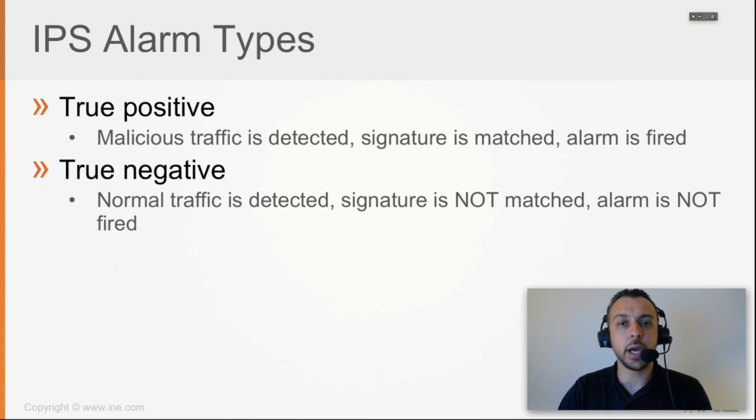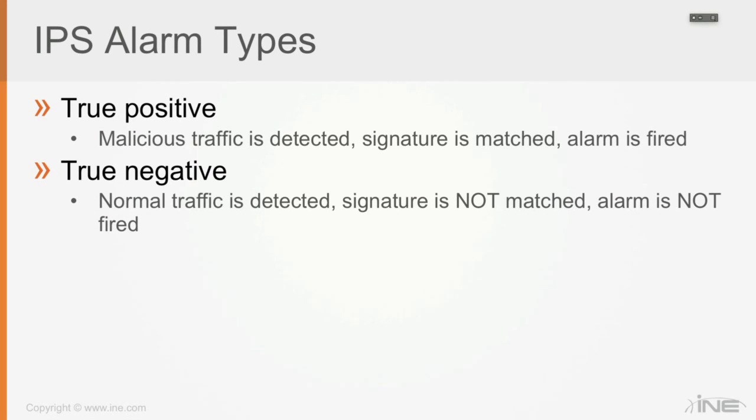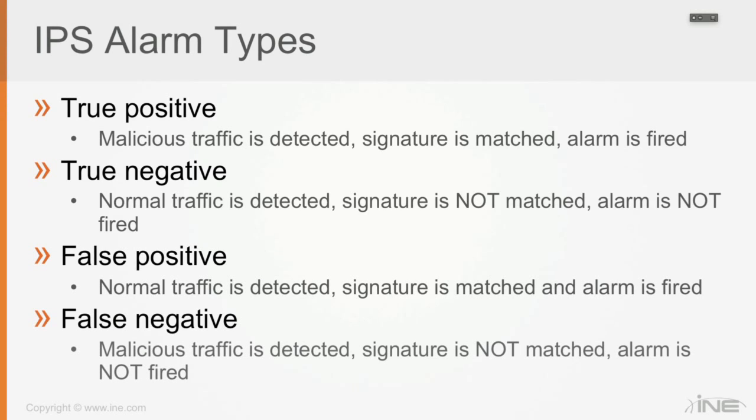And both of them are of type true because this is what we would want the IPS to do in general. This is a desired behavior. True means the correct action has been taken: either positive, to fire an alarm because malicious traffic was detected, or negative, not to fire an alarm because no malicious traffic was detected. And then of course we have false positives and false negatives. Because both of them are of type false, it means this is not what we want the IPS to do. It's a false response.